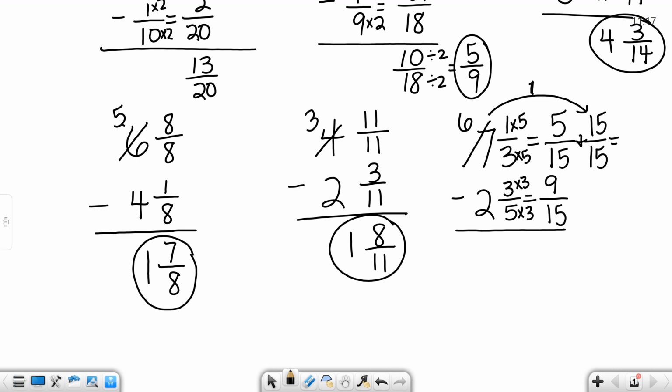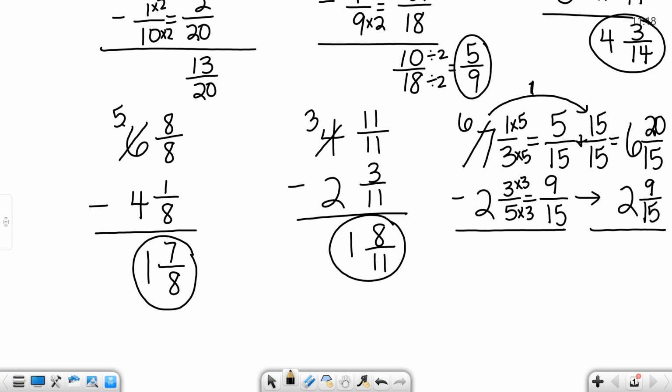So on top, we now have 6 for the whole number part and 20/15. Okay, we had 5/15. We regrouped a 1 from our whole number, and that 1 can be written as 15/15. We added 15/15 to 5/15 to get 20/15. All right, now our bottom number can just stay the same, 2 and 9/15. We just had to regroup our minuend so that we were able to subtract.